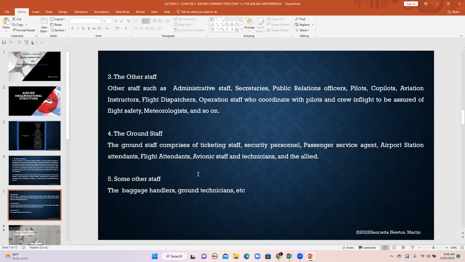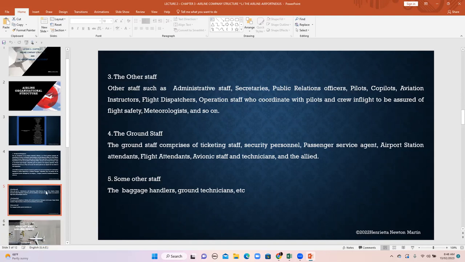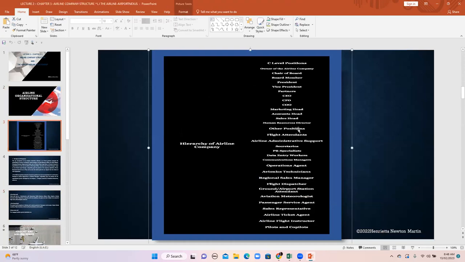Next, we have at the fourth level, the ground staff. The ground staff, as you know, comprises ticketing staff, security personnel, passenger service agents, airport station attendants, flight attendants, avionics technicians, and so on, and the allied and some other staff, which include baggage handlers, ground technicians, and so on. So in brief, this is what the organizational structure looks like.